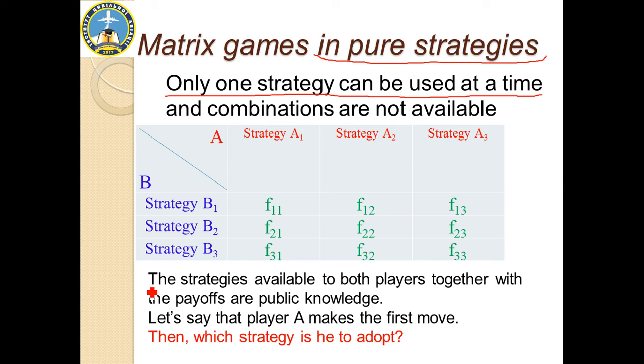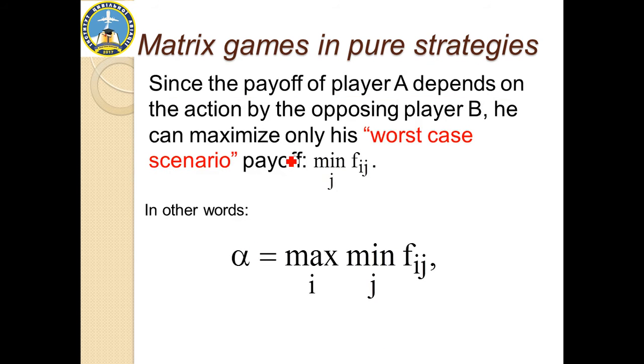Now, let's get back to the payoff matrix. The strategies available to both players together with payoffs are public knowledge. So this matrix is known to both players. And let's assume that player A makes the first move. Now, which strategy is player A to adopt, depending on the strategies available to player B?